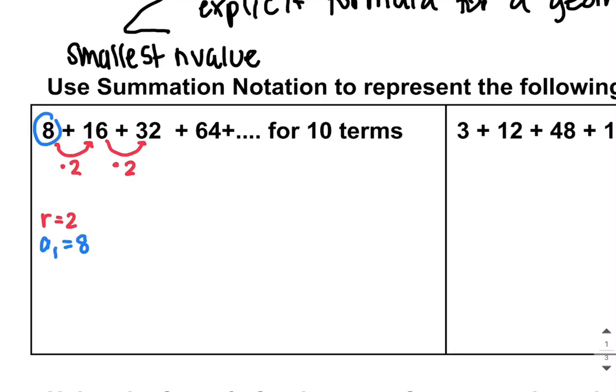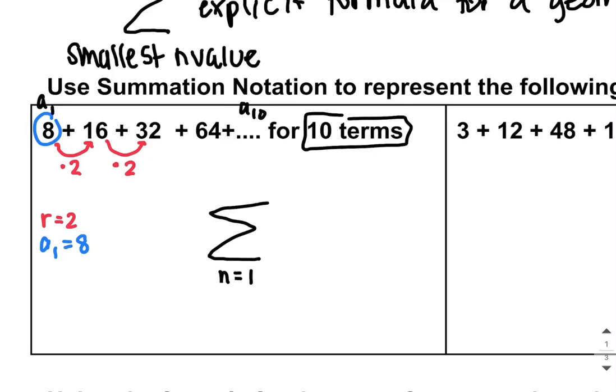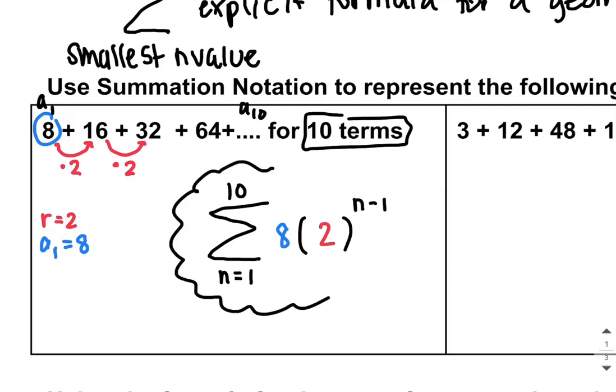What I have here is the sigma notation, the sigma sign that says take the sum of. I'm going from the first term, a sub 1, to a sub 10, because I'm doing 10 terms. I'm starting at n equal to 1, the first position term, to the 10th position term, so 10 goes on top. For my explicit formula for a geometric sequence, I take the first term, which is 8, multiply by the common ratio and raise it to the n minus 1 power. This is summation notation for this problem.